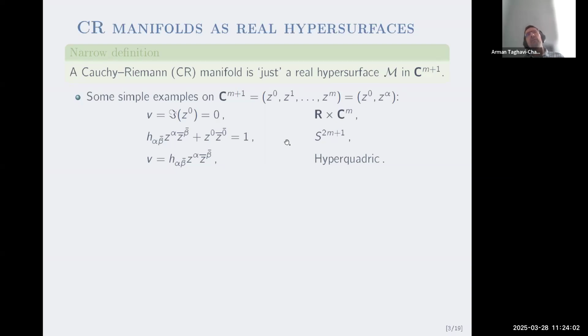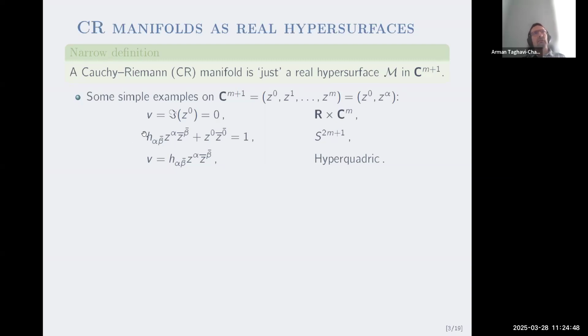Another nice model is the odd dimensional sphere, which is given by this equation. Here the alphas and the betas run from 1 to m, and H_{αβ̄} can be thought of as a Hermitian form. Actually, it is a Hermitian form. Here it can be regarded as a Kronecker delta. This would be the equation of an odd dimensional sphere. Another example of a CR structure is the so-called hyperquadric, which is given in this form.